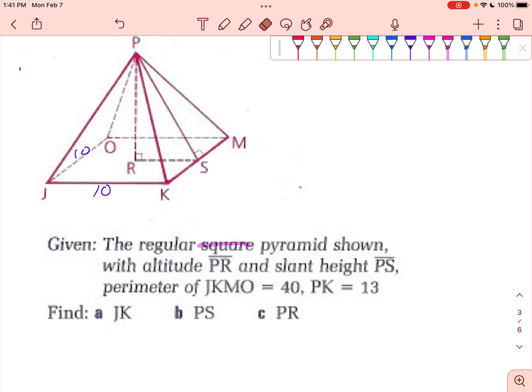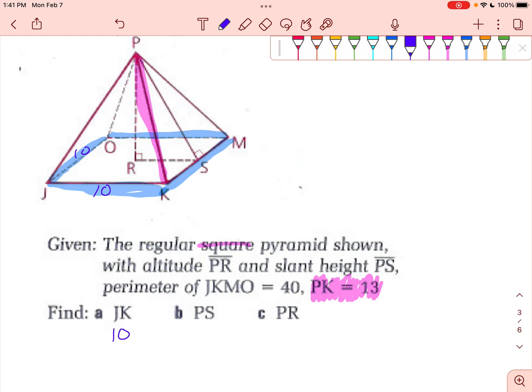Okay, so I'm going to erase that 10 and that 10 really quick. And from P to K, I'm going to highlight. Highlighters are great here because then I know that I'm referring to this pink side, and that pink side is 13. I also have these blue sides. Any side that is blue is going to be representing 10. It's just easier for me to see that that represents 10. So we are going to start, it tells us to start by finding JK, so obviously JK is 10.